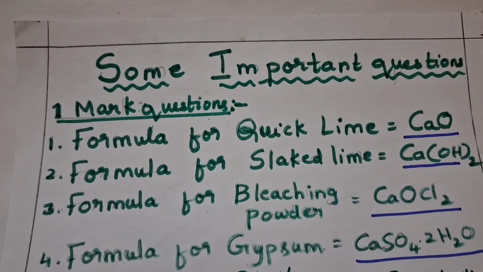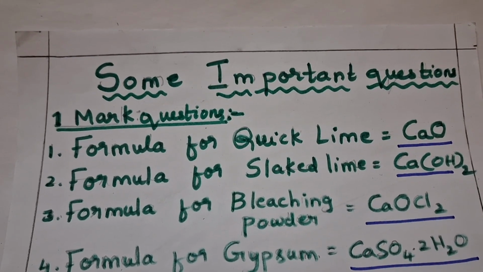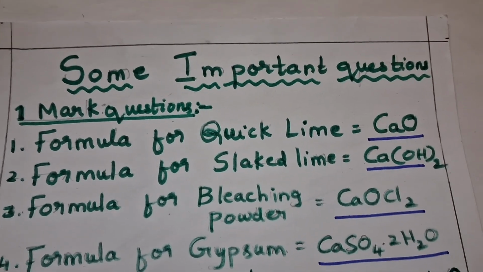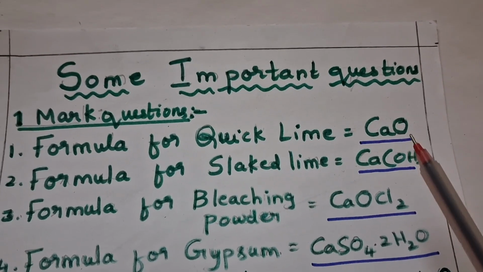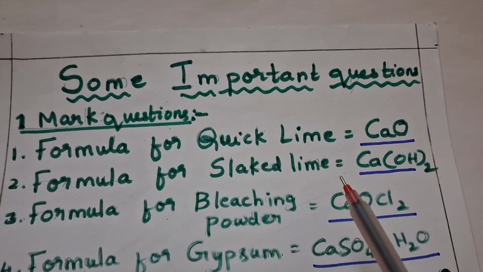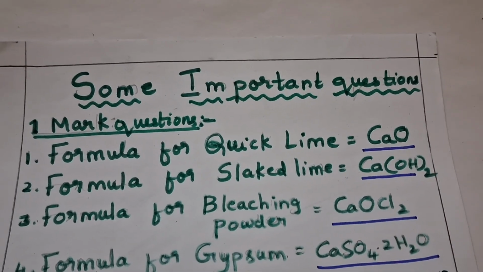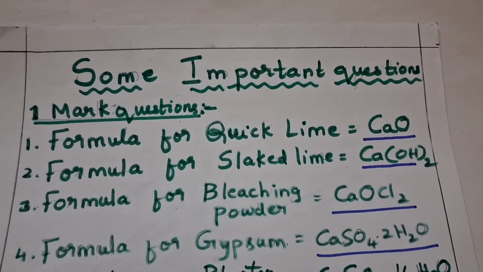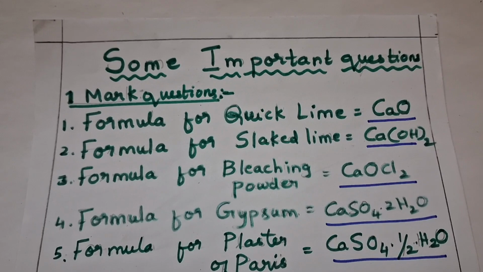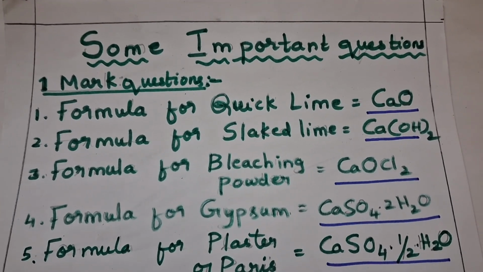We'll start with some important questions from chemistry, 1 mark questions. The formula for quicklime is calcium oxide, CaO. The formula for slaked lime is calcium hydroxide, Ca(OH)2. The formula for bleaching powder is CaOCl2. The formula for gypsum is CaSO4.2H2O.